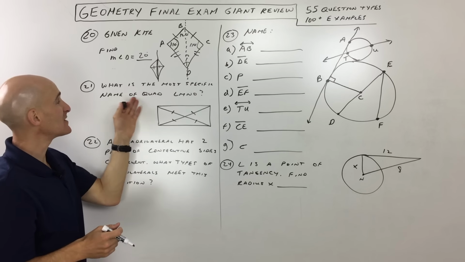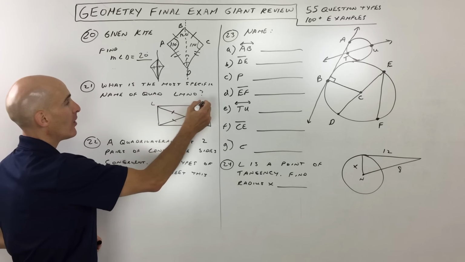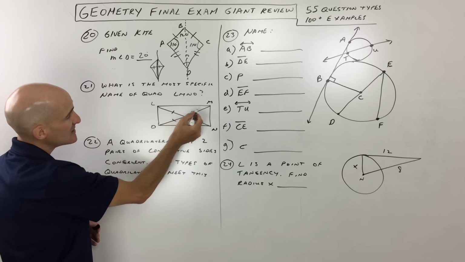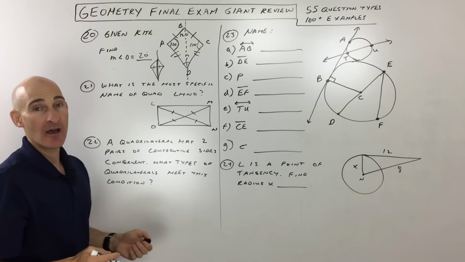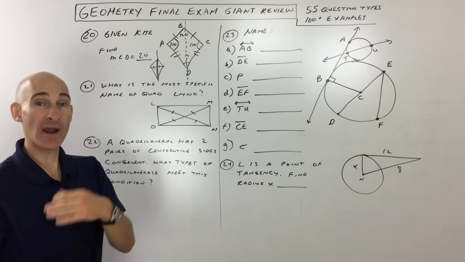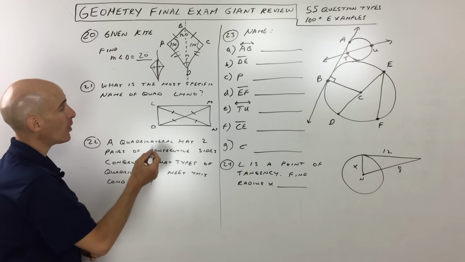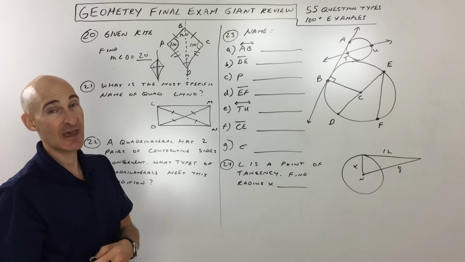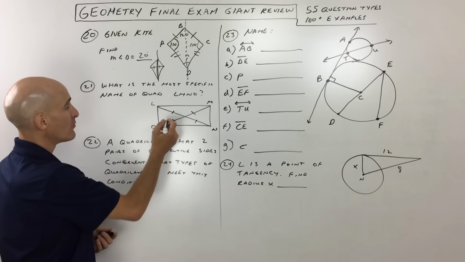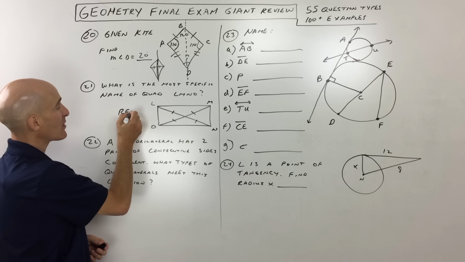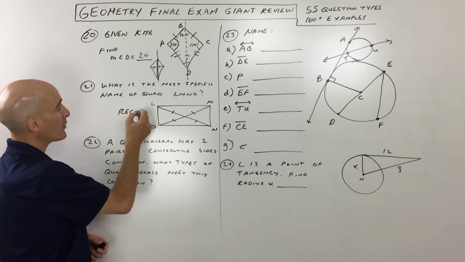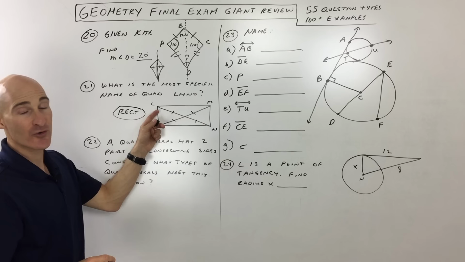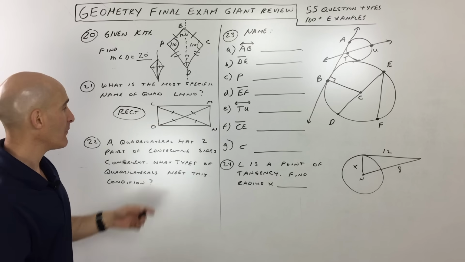It says, what is the most specific name of quadrilateral LMNO? Well, what's interesting here is that you can see that the diagonals are bisecting each other. That proves that it's a parallelogram, but we want to get more specific than that if possible. We also know that if the diagonals are the same length and it's a parallelogram, that means it's a rectangle. So the most specific name is not just parallelogram, not just quadrilateral, but rectangle. Now we don't know that all the sides are congruent, so we couldn't say that it's a square. But we definitely can say it's a rectangle.